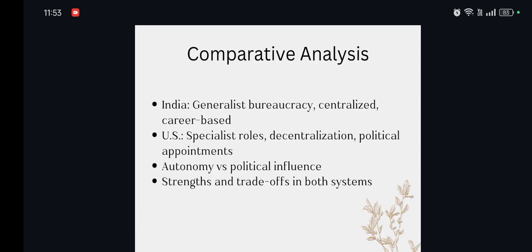Comparing India and the US, we find notable differences. In India, bureaucrats are typically generalists, transferred across sectors, while in the US, they are often specialists recruited for particular agencies. The Indian system emphasizes career based security, ensuring autonomy, while in the US, there is a higher number of political appointees. This difference affects how flexible and responsive the bureaucratic structures are in each country.